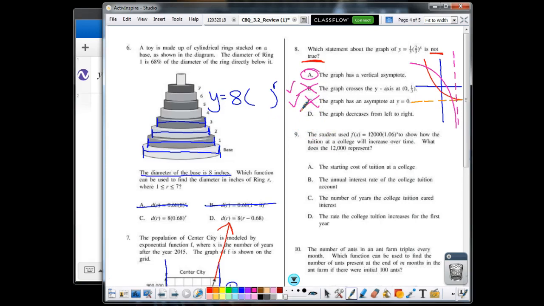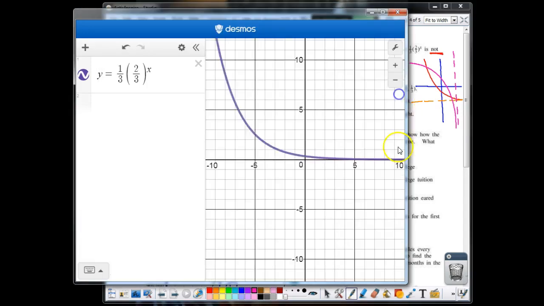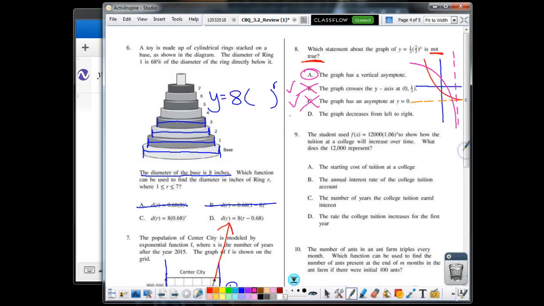And then the graph decreases from left to right. This is your left, this is your right. So it's decreasing. That's true, meaning it's wrong. So A is the correct answer because we don't deal with vertical asymptotes. Make sense?